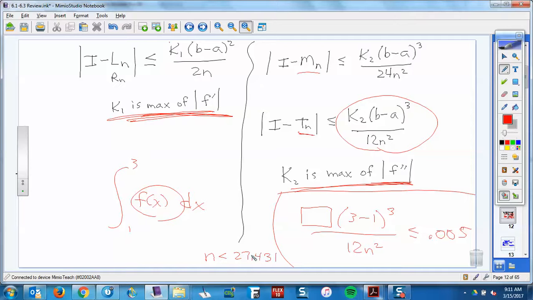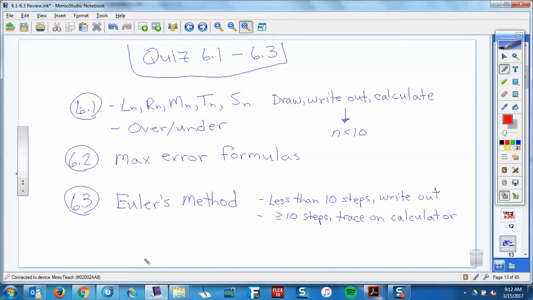27.431. So how many rectangles does it take? Oh, actually, that'd be greater than that, not less than. So it would take 28 rectangles, or trapezoids in this case. We're doing trapezoids. But you can just type that in your calculator and do a solve, just like we did on the whole one. Yep, just like we did on the whole one.